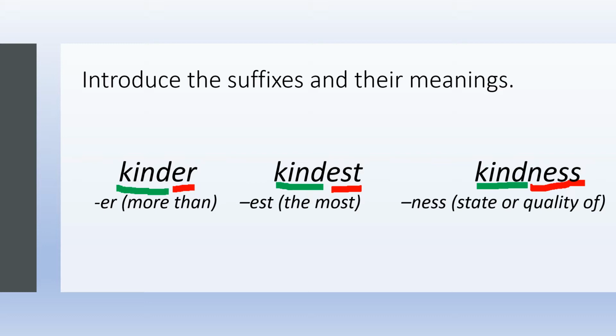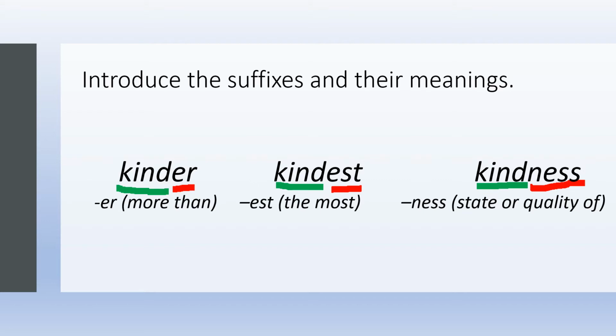Word endings like er, est, and ness are called suffixes. When we add a suffix to a base word, the new word includes the meaning of both the base word and suffix. If you look at kinder, then kinder would mean more kind. When you look at kindest, then it would mean the most kind. And when you look at kindness, then it's the state or quality of kind.